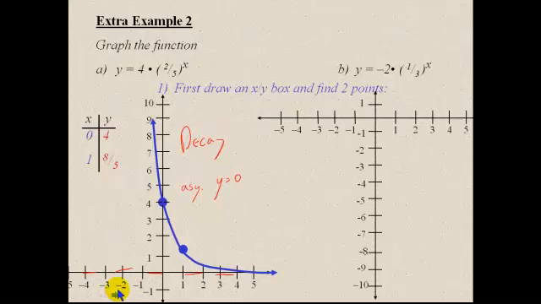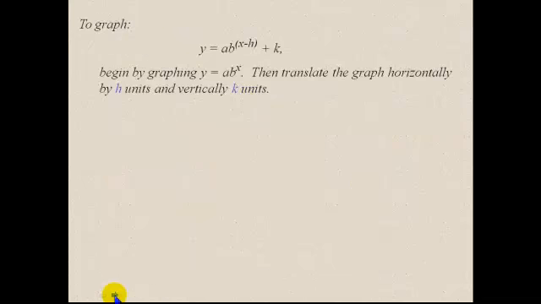Okay, the next one. Same thing. Make my XY table. When I plug in 0, I get -2. Plug in 1, I get -2/3. And this one, this is a neither. It's not growth or decay. Alright, because it's growing but it's on the negative, so we don't call this exponential growth or decay.